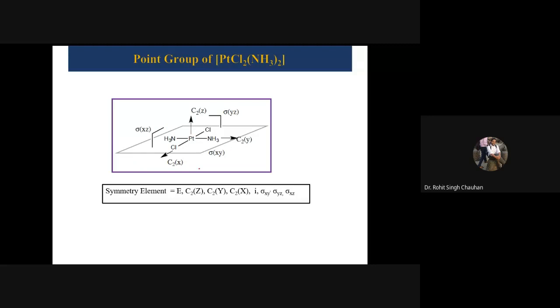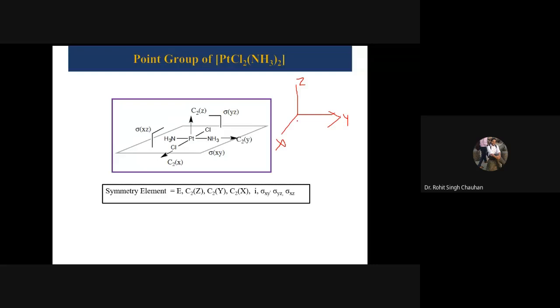Now see, how many symmetry elements are present? One is C2Z, C2X, and C2Y. So basically, if I show you, my way of presentation is this. This one is the y-axis, this one is the z-axis, and this one is the x-axis. So this one is C2Z, C2Y, and then C2X.